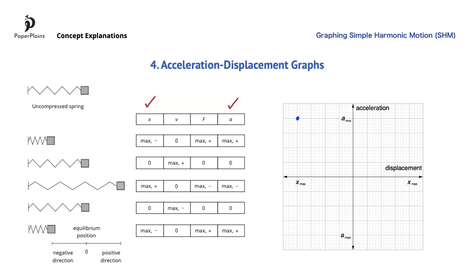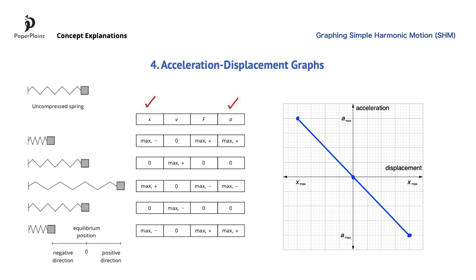In the second row of the table, both displacement and acceleration are 0. This is the point we get. When the spring is fully extended, displacement is at its maximum positive, while acceleration is at its maximum negative value, giving us this point. The fourth row again gives us the point at the origin, where both quantities are 0, and the last row gives us the point that we plotted all the way to the left, where displacement is at its maximum negative and acceleration is at its maximum positive value. Connecting the points, we get a straight line.